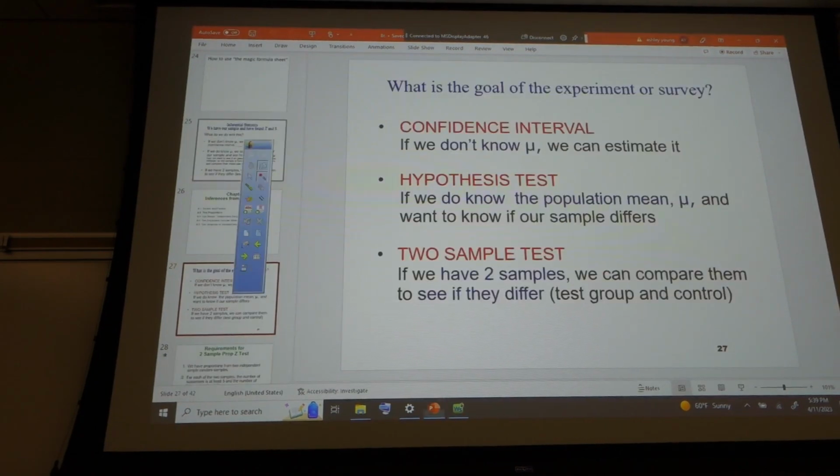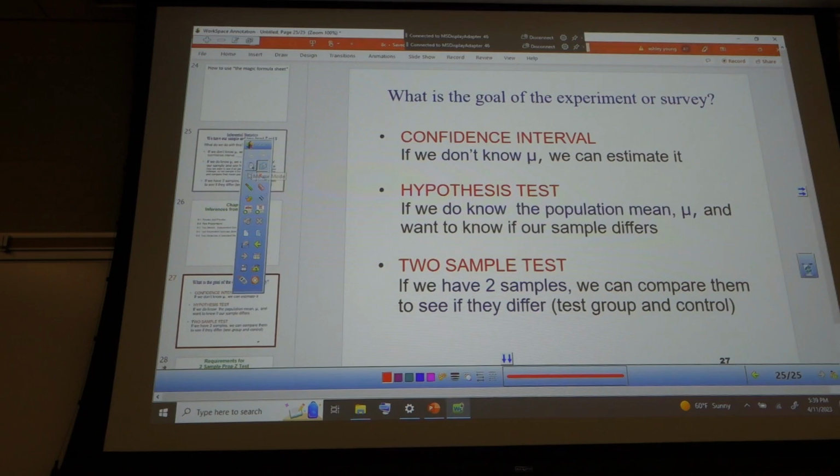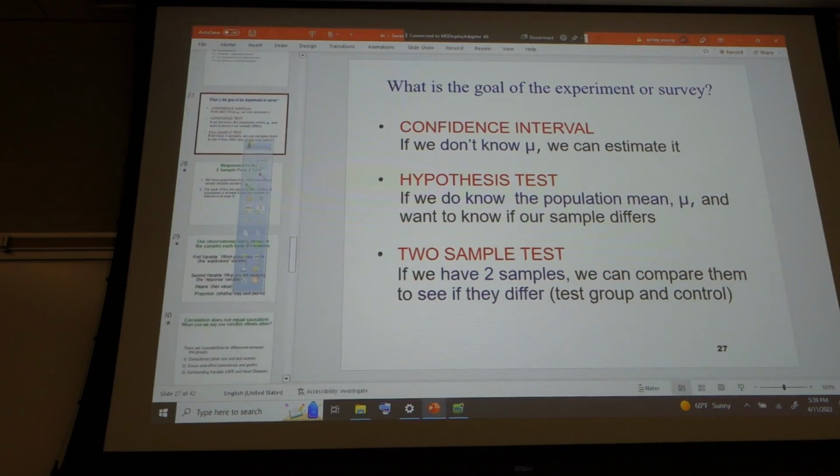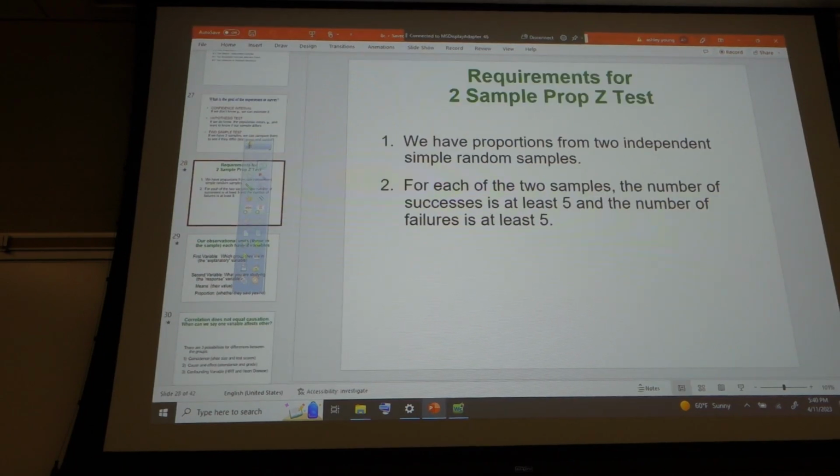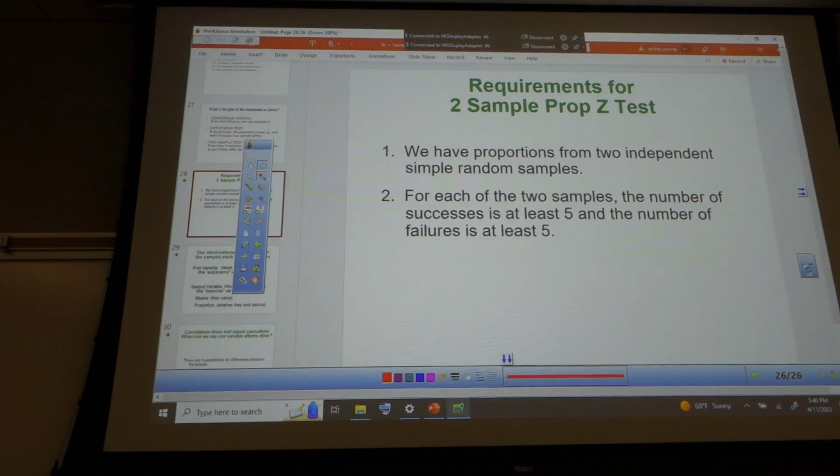And again, these are what we're looking at here. There are a couple of requirements for 2 samples. Again, they should be independent, simple random samples. And you have to have at least 5 successes and 5 failures in each.